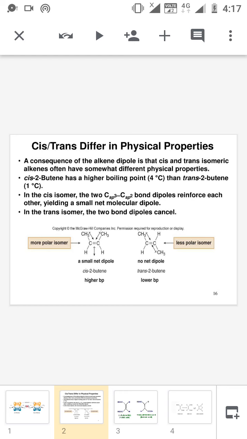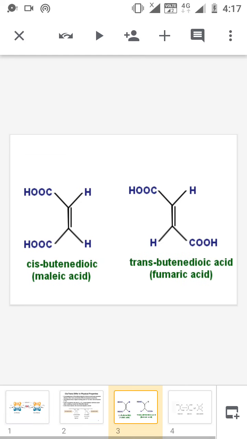Next is the stability. As we consider stability, the trans isomer is more stable than the cis isomer. This is mainly because the trans isomer has the least repulsive force, since the substituents exist in the opposite direction. Now we are moving into maleic acid and fumaric acid.